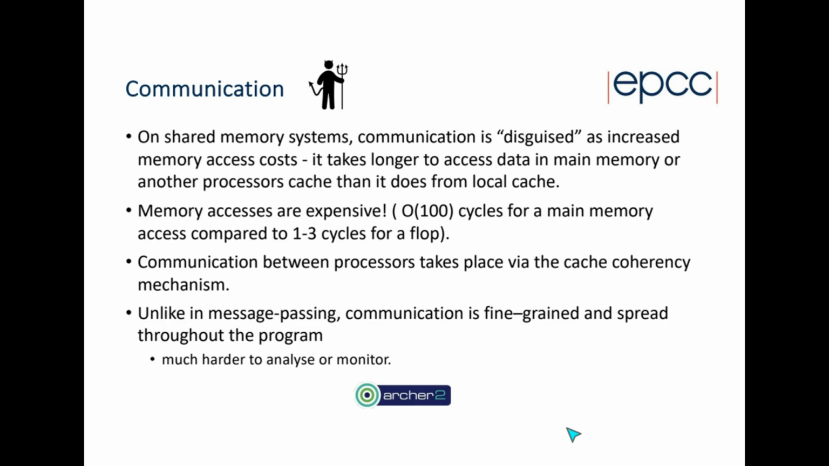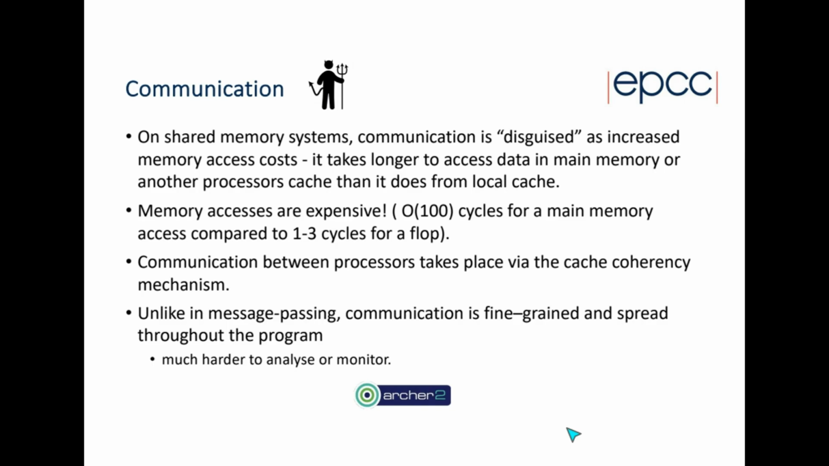You can't look at the code and say which of those memory accesses are going to take longer because of the behavior of the memory system. And they're also typically spread throughout a program in a way that you can't easily identify. So it makes it much harder to analyze. It also makes it much harder for tools to monitor it as well.